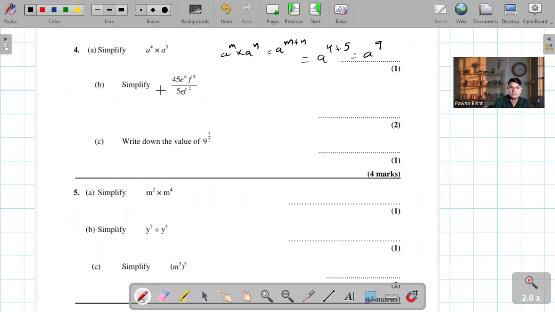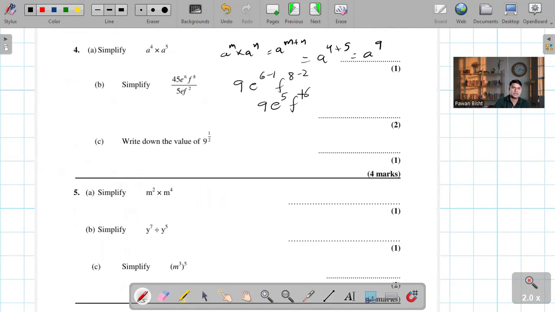Right? Next, this property we apply here. 45 divided by 5, 9. a to the power 6 minus 1, f to the power 8 minus 2. So that is 9a^5f^6. This is your answer.